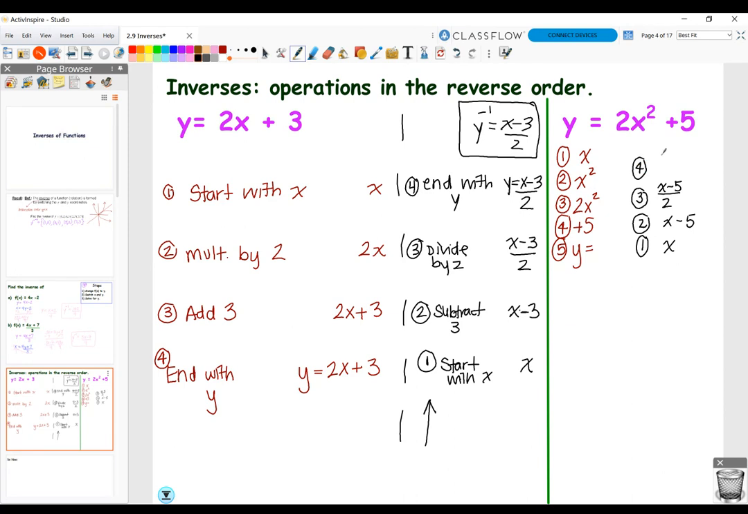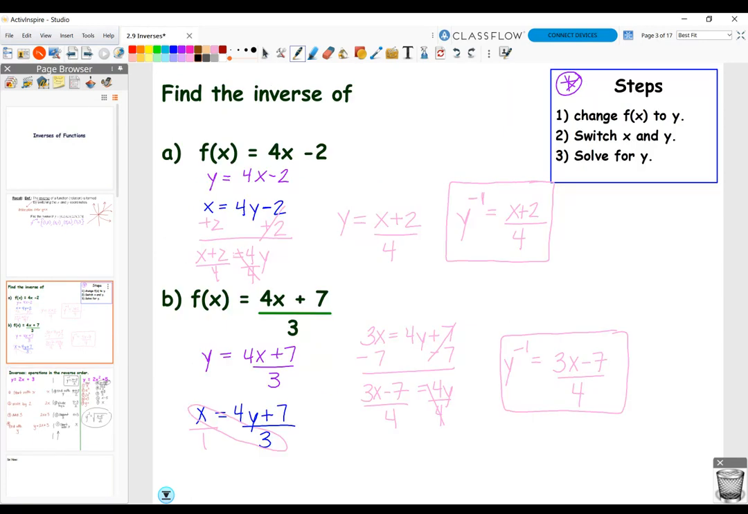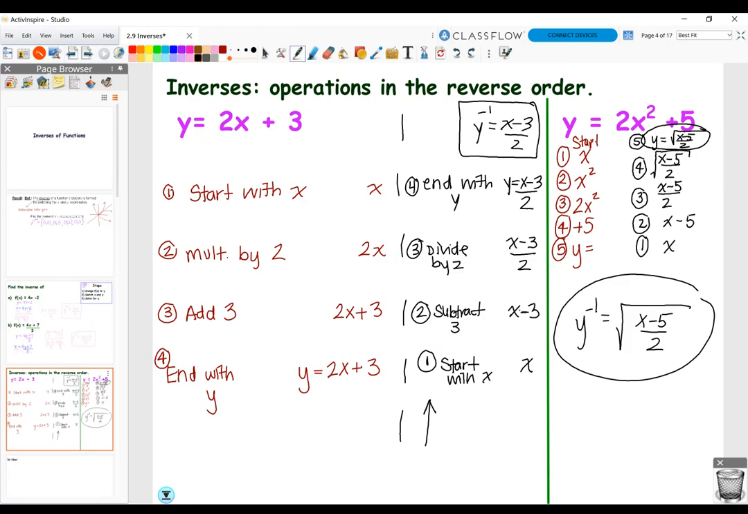All right, so now I'm squaring something. So I have x minus 5 divided by 2, but what's the opposite of squaring something? Yeah, the opposite is square rooting it. And then last but not least, I started with an x here. Let me write that in. My opposite of starting with an x is ending with a y. So here's my inverse. Now, if you don't like to think about this verbally or in steps like this, you can always go back and switch the x and the y and solve. That works as well, but this is just another way to think about the inverse.